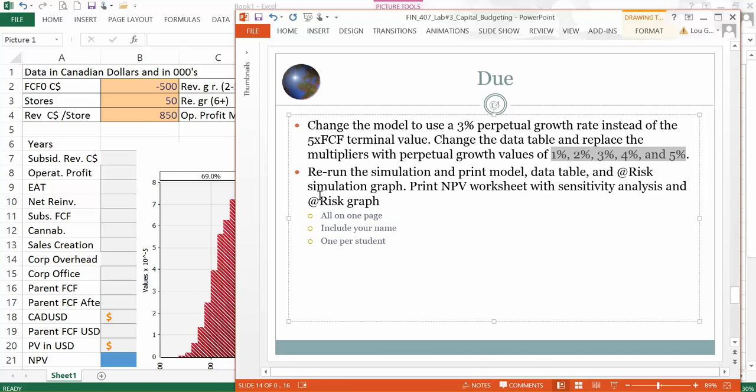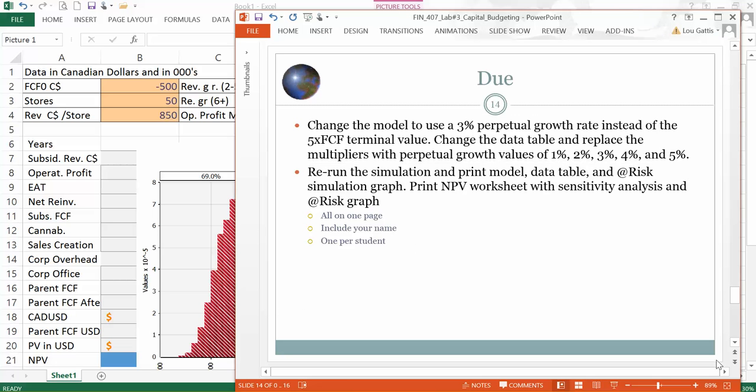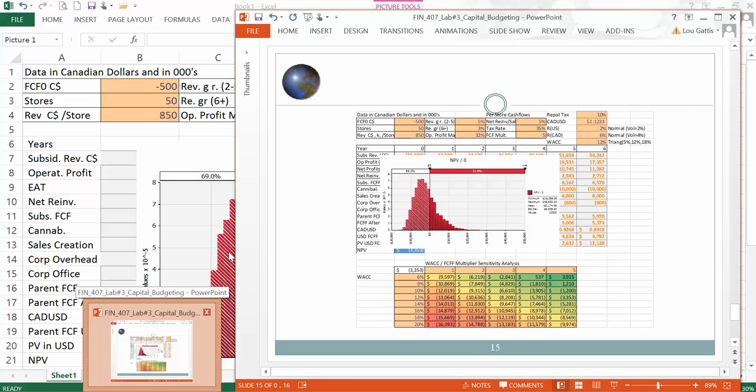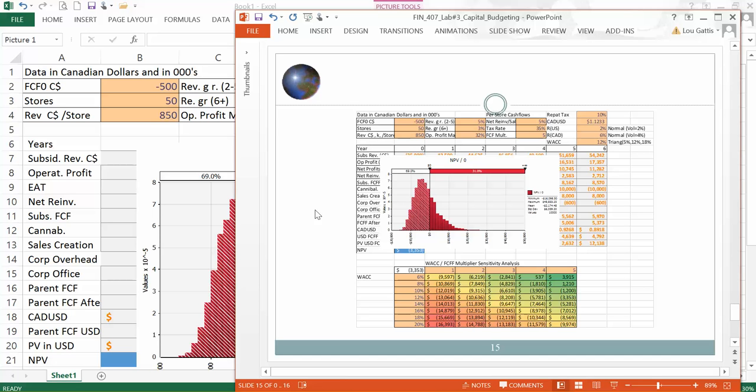Get the new data table. And then just rerun the @Risk simulation with 10,000 iterations. Copy the graph again. And then you'll print something out that looks like this, except it's going to have the new values. And that's all that's going to be due for this assignment. There's going to be 1 assignment per person. So that's an example of using Excel, data tables, and @Risk to calculate capital budgeting NPVs for foreign investment.